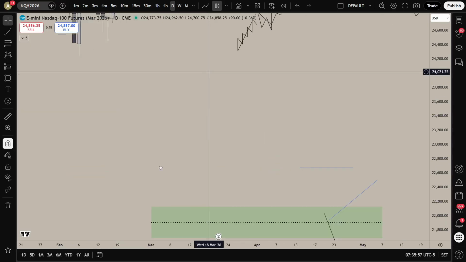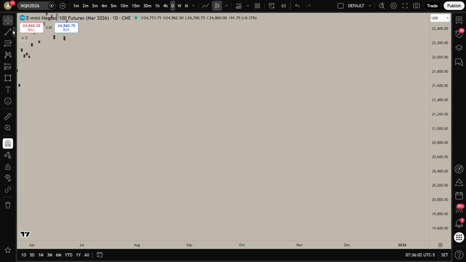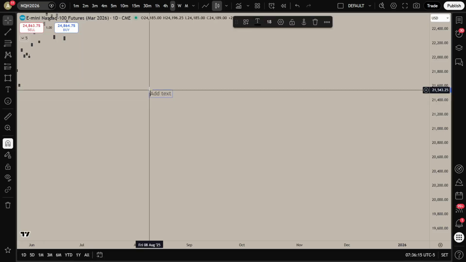So what an SMT is, let's say that NQ or ES, right? They both are correlated assets. Now, what is a correlated asset? A correlated asset is, let's say, they are supposed to move in tandem with each other, right? So if ES is moving up, then NQ should also move up. If gold is moving up, then XAG or silver should also move up.